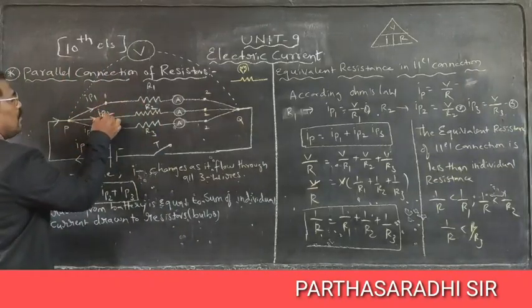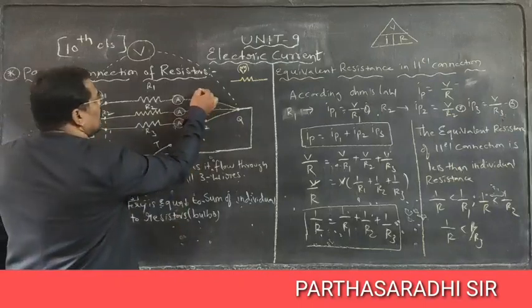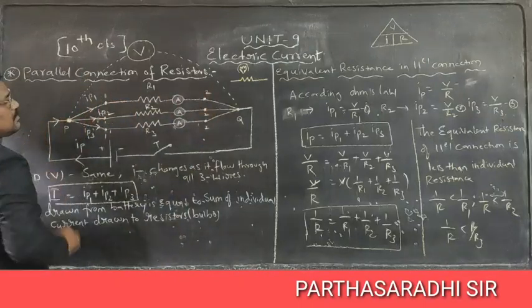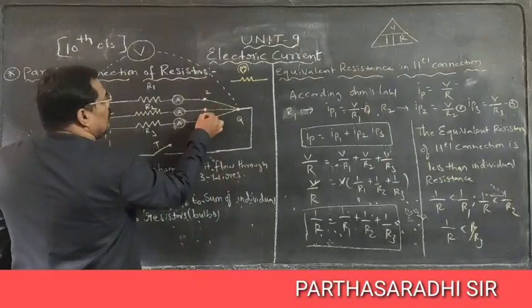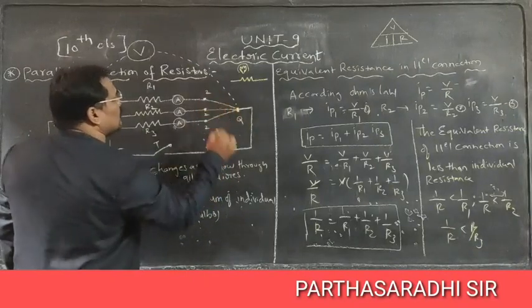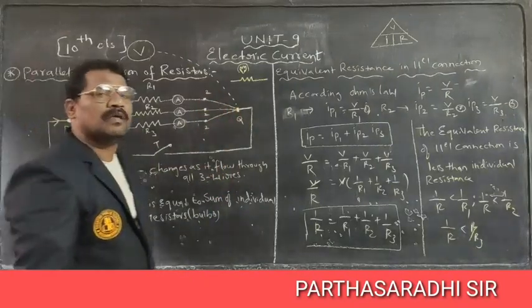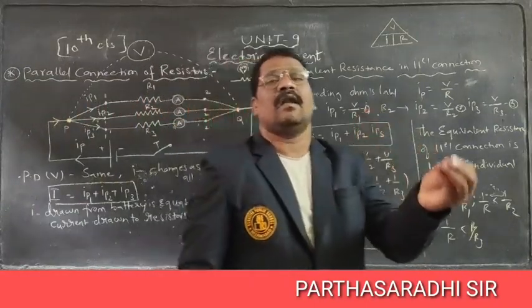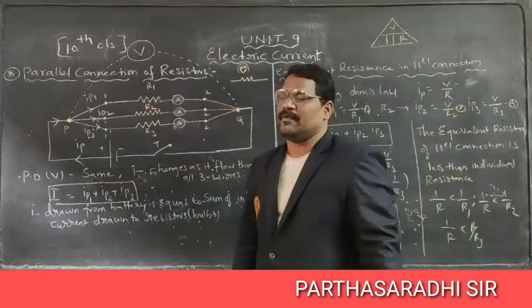The first ends of all the resistance wires are connected to one point, that is called point P. The second ends of all the resistance wires are connected to point Q. We call this nothing but a parallel connection.